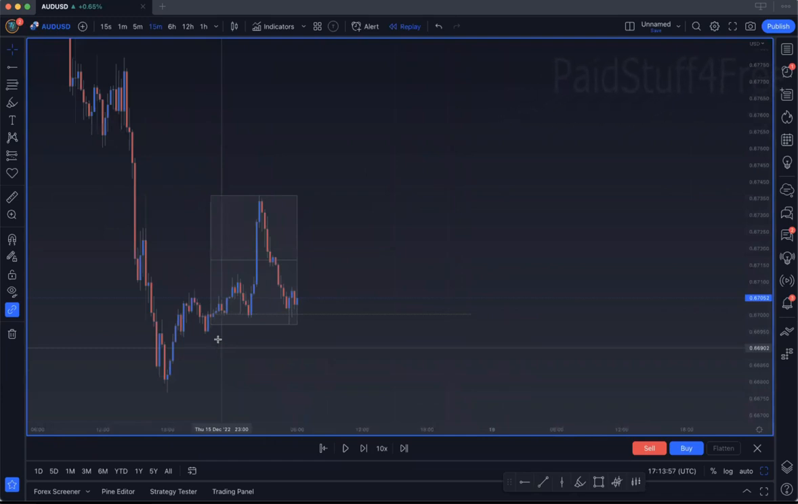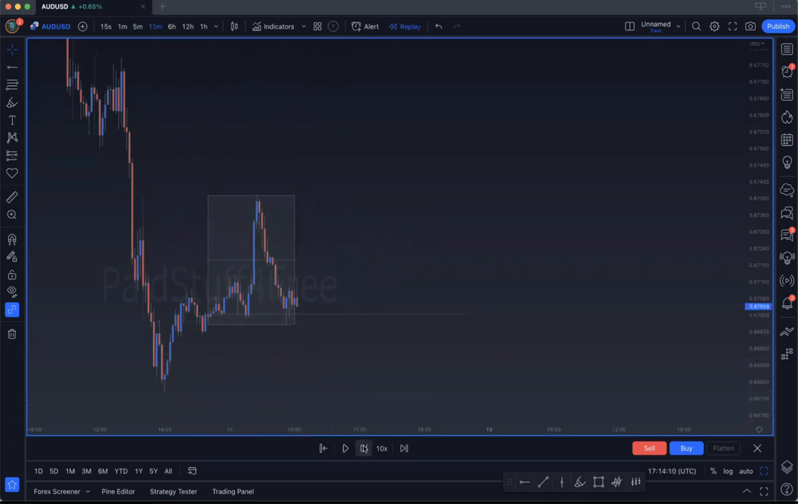Do we see any POIs to the downside? No. We don't see any POI like that to the downside. We just see a range. And we can still take it out, but let's just play it by ear now.